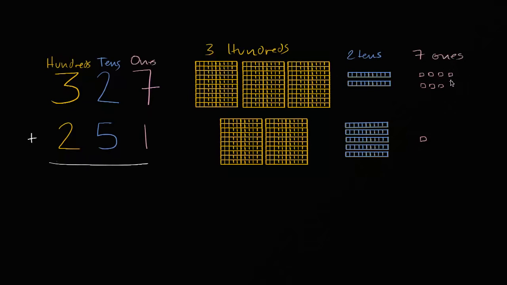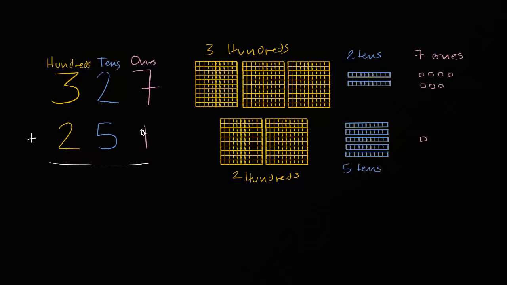Now, to that, I want to add 251. Or another way of thinking about it is I want to add 2 hundreds, because the 2 is in the hundreds place. 2 hundreds, 100, 200. 50 is the same thing as 5 tens. We see a 5 in the tens place. 5 tens, right over here: 1 ten, 2 tens, 3 tens, 4 tens, 5 tens.